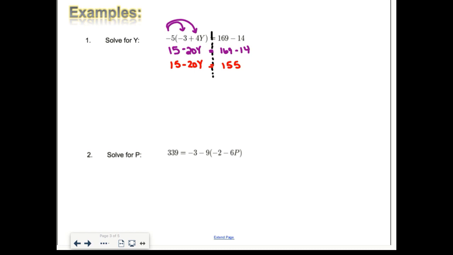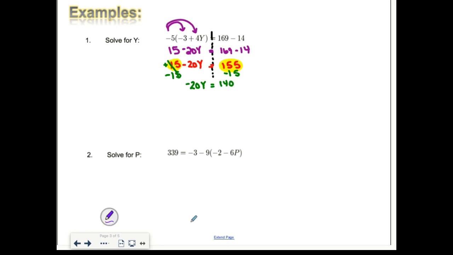Step 3 now tells us to use the properties of equality and move things around. So if I look, I have a 15 here and I have a 155 here. They are similar. How do I undo? There's nothing out in front here, so it's assumed to be a plus. How do I undo a plus? Subtraction. So that means I'm going to subtract 15 from both sides. And when I do so, these cancel, and I'm left with a negative 20y is equal to, and then what's 155 minus 15? It is 140.